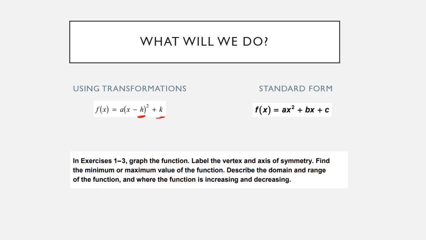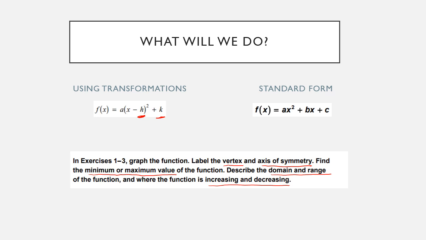If you notice here in the instructions for the very first page, it says label the vertex and the axis of symmetry, then find the minimum or the maximum value, then describe the domain and range and where the function is increasing and decreasing. So we're talking only about parabolas, and this whole chapter is about parabolas only. There are so many cool things though that deal with parabolas.